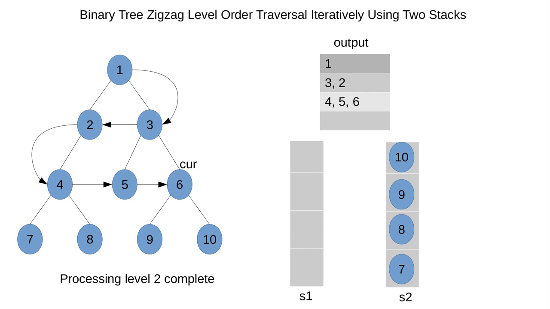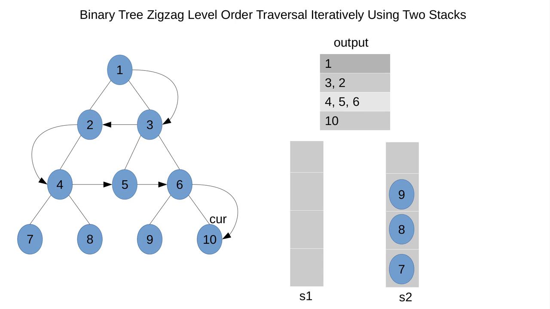Now stack S1 is empty, so we'll start processing from stack S2. So we'll again pop the node at the top of the stack. So current is assigned the reference to node 10. We'll process this node, add it to a new list. Now 10 does not have a left child or a right child, so we can move on.